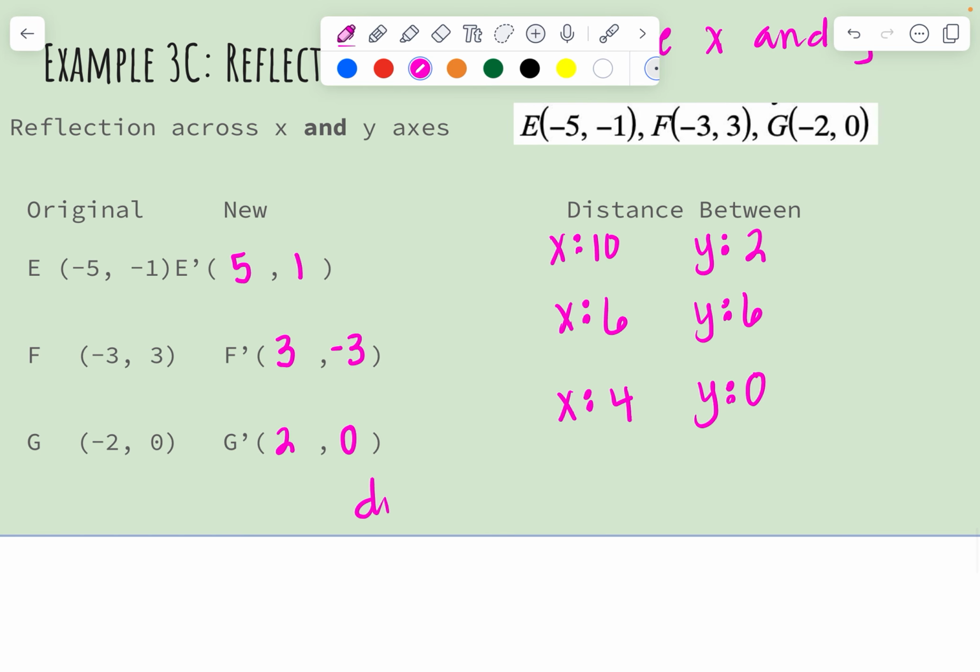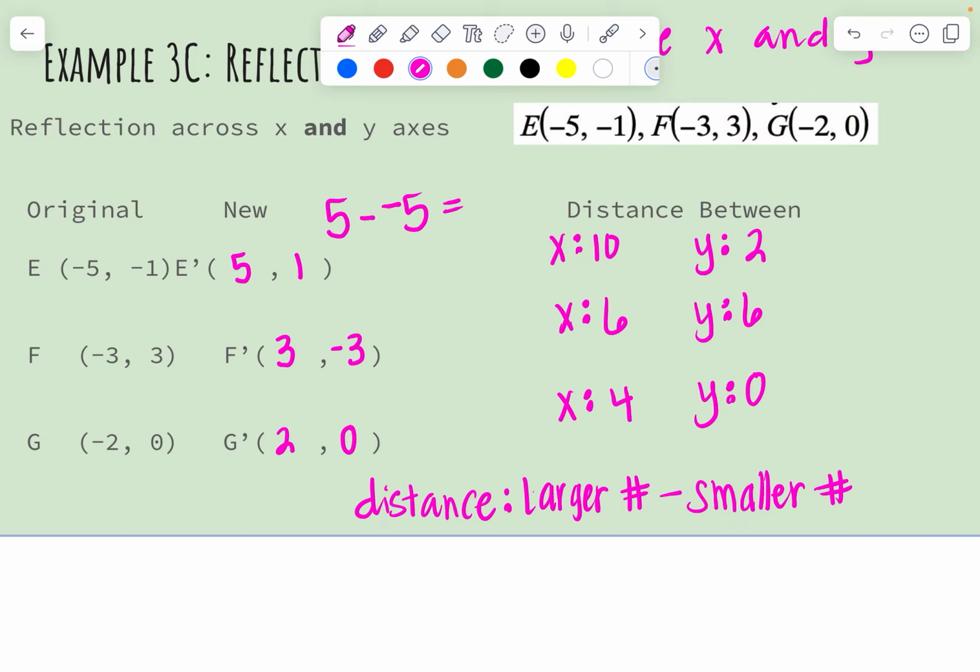To find the distance, by the way, just take the larger number minus the smaller number. So for instance, on point E, for my x values, my larger number is 5, my smaller number is negative 5. 5 minus negative 5 is 10. For our y values, the larger number is 1, the smaller number is negative 1. 1 minus negative 1 is 2.